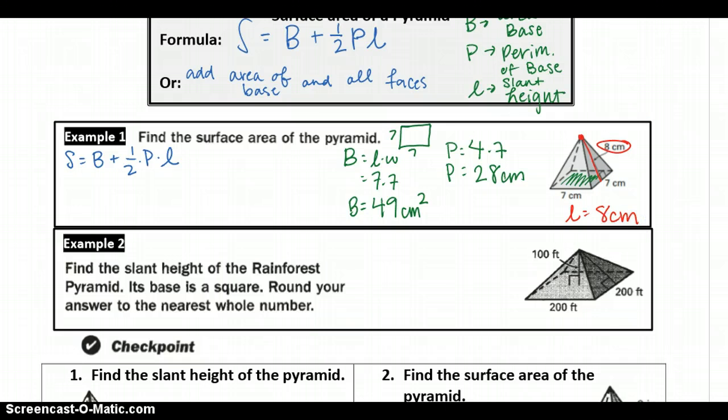So it looks like we have everything we need to plug into our formula. So let's go back over here, and we're going to have S equals, for capital B, I'm going to put in 49 plus 1/2. For P, I'm going to put in 28, and for L, 8. Right? So I want to multiply first and then add. When I multiply 1/2 times 28 times 8, I should get 112. So I'll have 49 plus 112. And when I add these together, I will get that S equals 161, and our units are centimeters squared.